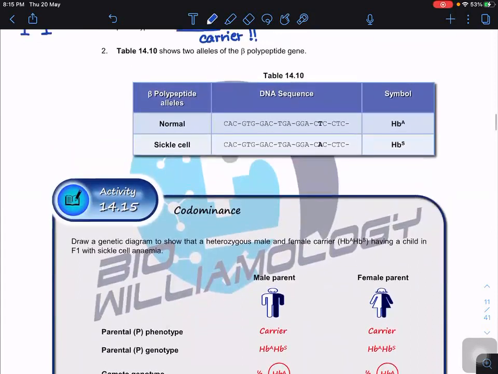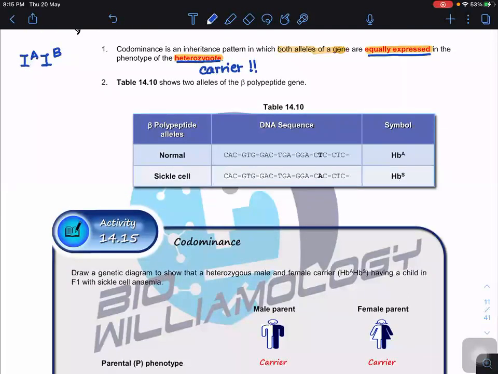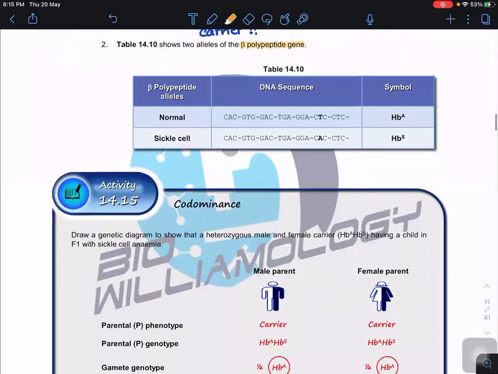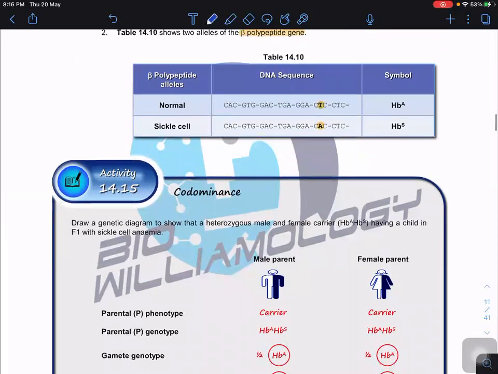One example, sickle cell anemia. So this allele in the beta polypeptide gene, you can see that there is a base substitution. From normal T now becomes A. Thymine is substituted by adenine. Therefore, they form a different kind of beta polypeptide. So we have two different alleles. One is HBA allele, another HBS. HBA codes for normal beta polypeptide. HBS codes for the sickle cell beta polypeptide.